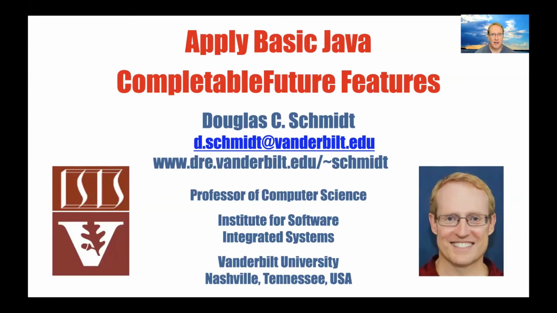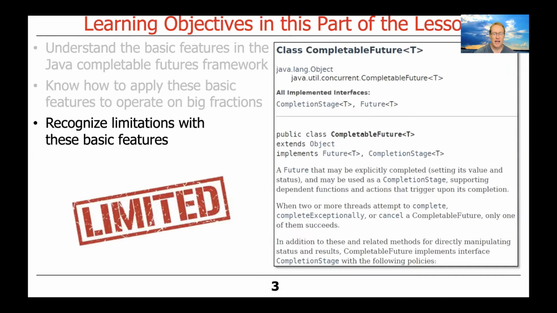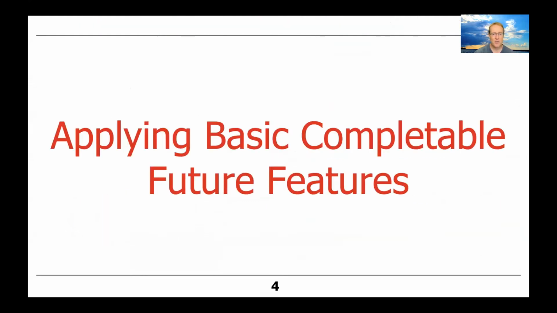So now that we've talked about the concepts and basically each of the methods that are part of the future portion of the Completable Future API, let's take a look at how you could actually use these features in practice. And as has been our tradition for a while now, we're going to use this in the context of the big fraction class. This will also give us a chance to not only show how to use the basic features of Completable Future in a program, but also demonstrate the limitations with doing so.